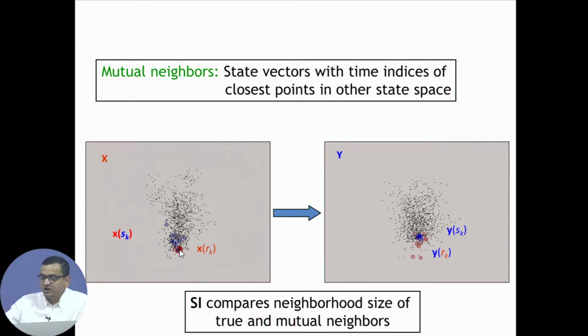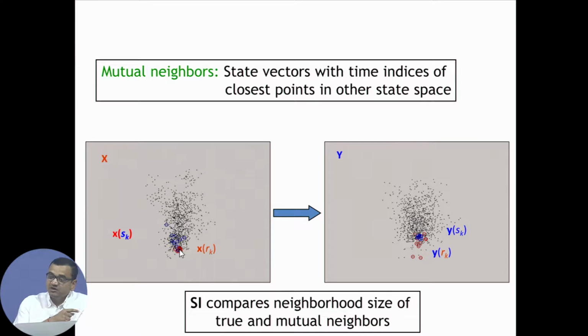Fine. Now I go to the state space y. Now I find the same reference vector with the same time index, yrk. Let us see the state vector y at the same point in the other state space.